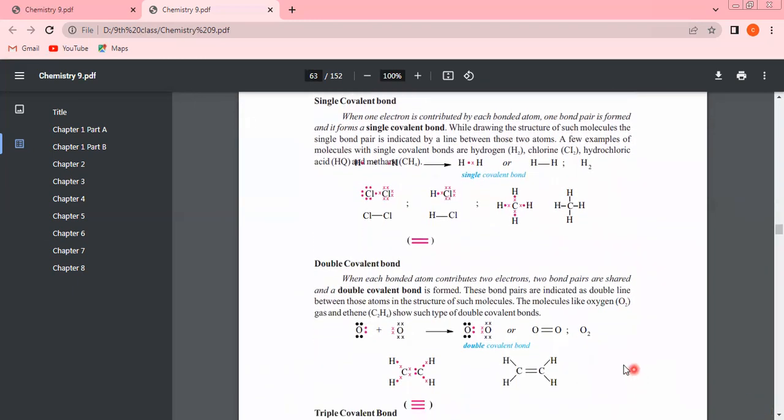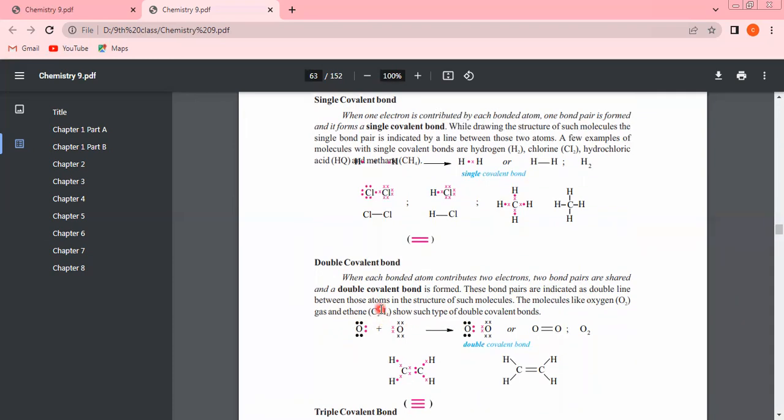Double covalent bond. When each bonded atom contributes two electrons, two bond pairs are shared and a double covalent bond is formed. These bond pairs are indicated as a double line between those atoms in the structure of such molecules. Molecules like oxygen gas and ethene show such type of double covalent bond.